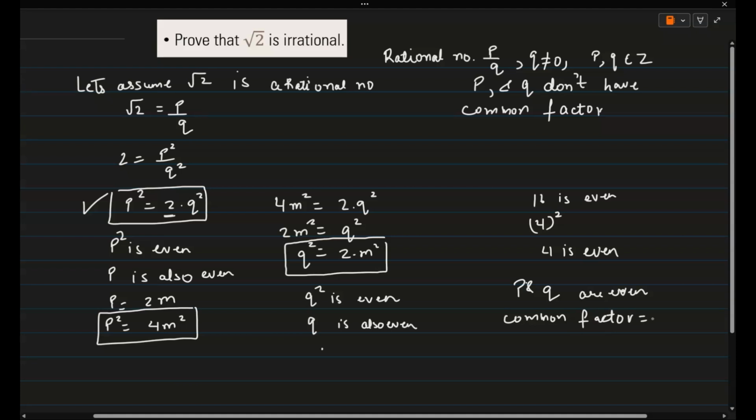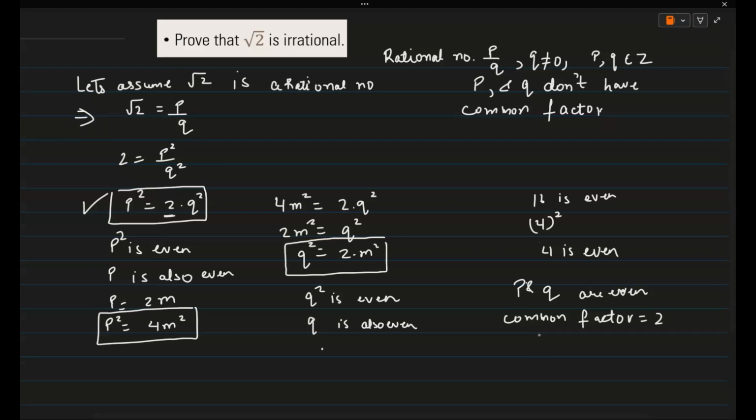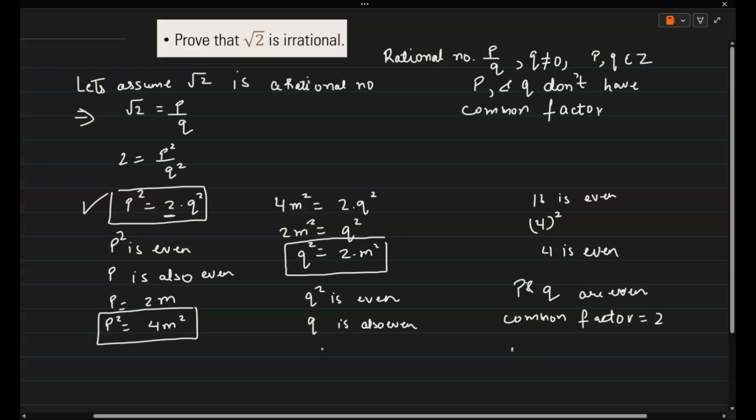And if they have the common factor 2, but in the beginning we assumed that p and q don't have any common factor, it's a contradiction here. So it means square root of 2 is an irrational number.